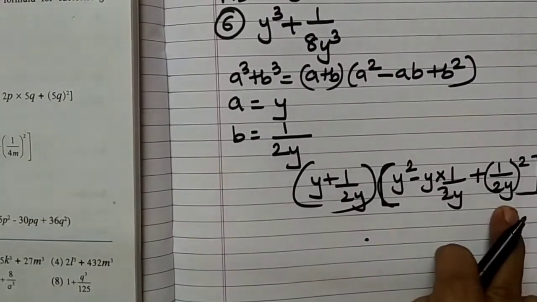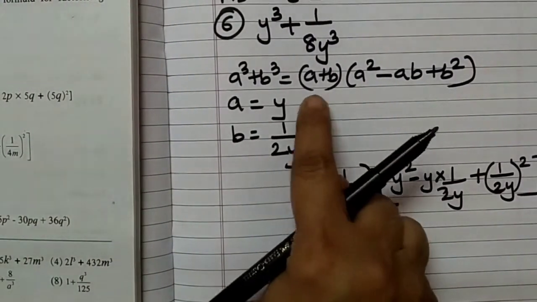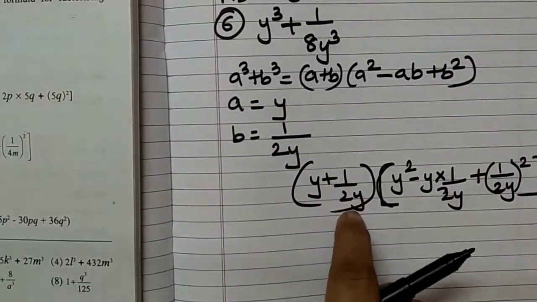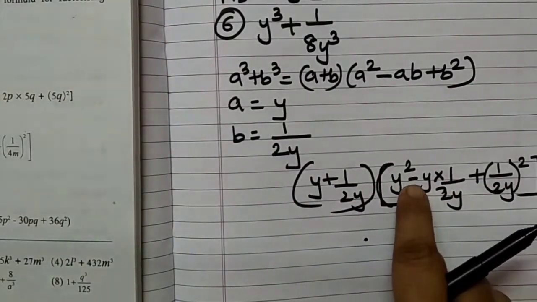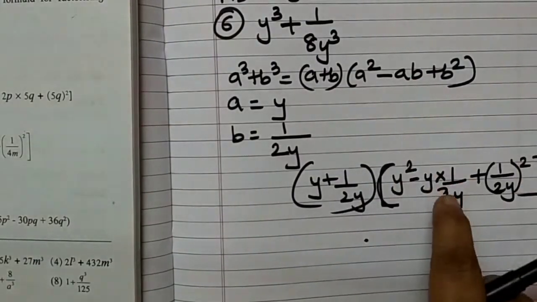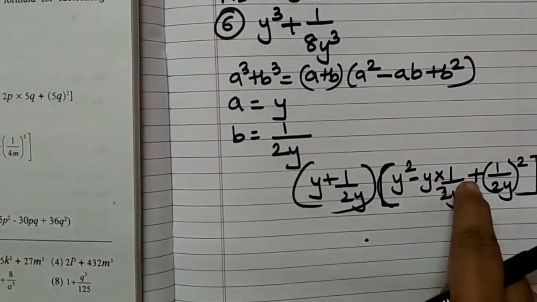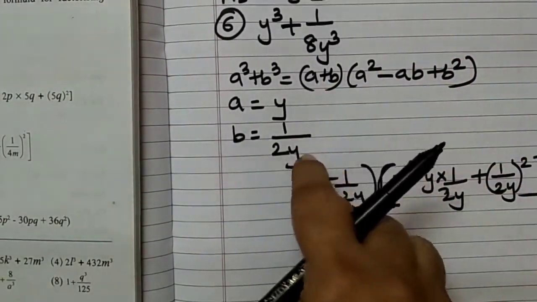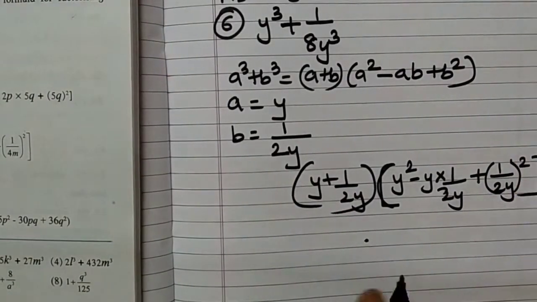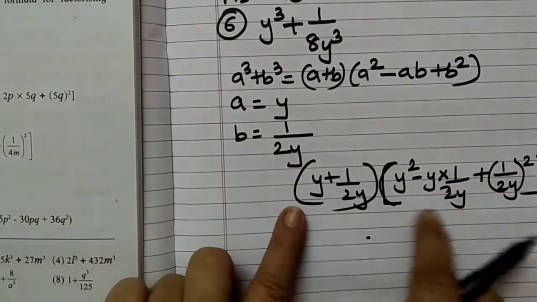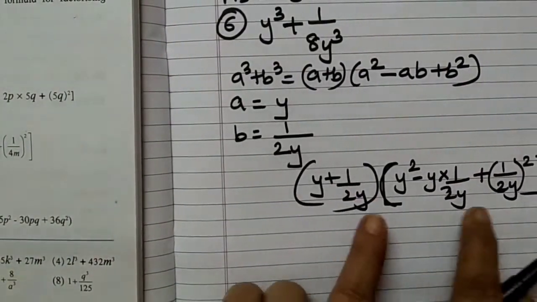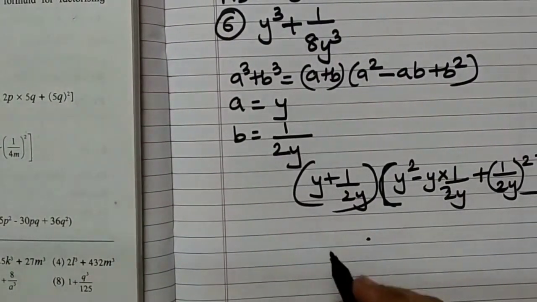Understood how I got this all? A plus b, so y plus 1 upon 2y. A square, that is y square, minus a into b, y into 1 upon 2y, plus b square, b is 1 upon 2y, 1 upon 2y square. Now we will open the bracket. Open the bracket means we are not going to multiply this. We will just keep this bracket as it is. Whatever cancellations we will be doing.